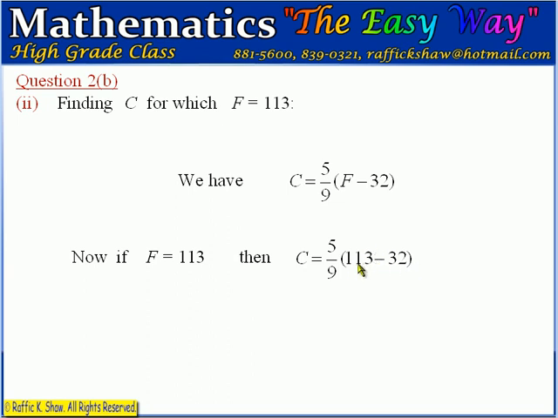And we proceed by calculating the term in the bracket here first, and that reduces to 81. 113 minus 32 is 81, and then this 81 divided by 9 here leaves us with 9. That's it. 9 into 81 is 9, and 9 into 9 here is 1. And so the result here is 5 multiplied by 9 divided by 1. 5 multiplied by 9 is 45. 45 divided by 1 is 45. And so c is 45. And so c is 45 when f is 113. And that's the answer for part 2 of question 2b.